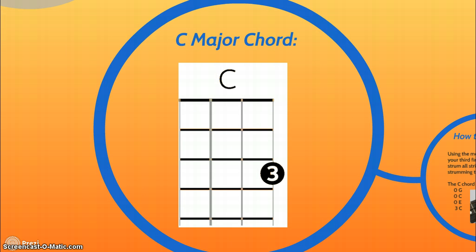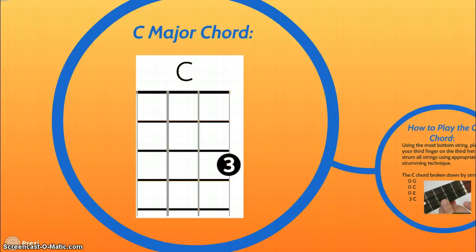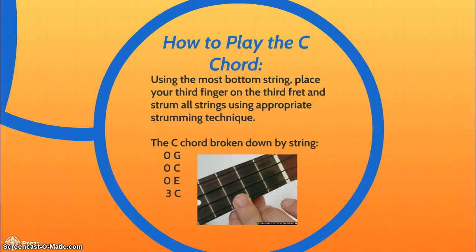So this is our first chord that we learned. This is our C major chord. So this is how to play the C major chord. Using the most bottom string, place your 3rd finger on the 3rd fret and strum all the strings using the appropriate strumming technique that we've learned in class.